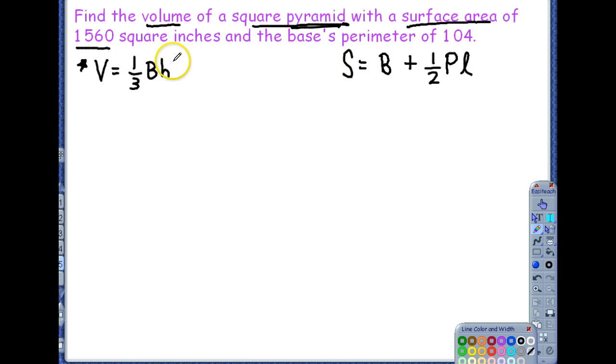Okay. And we have to know the height to find the volume. Right. Notice this is slant height. Are these the same thing? No, they're not the same thing. Okay, so we'll have to talk about what this has to do with anything. All right, let's read on.